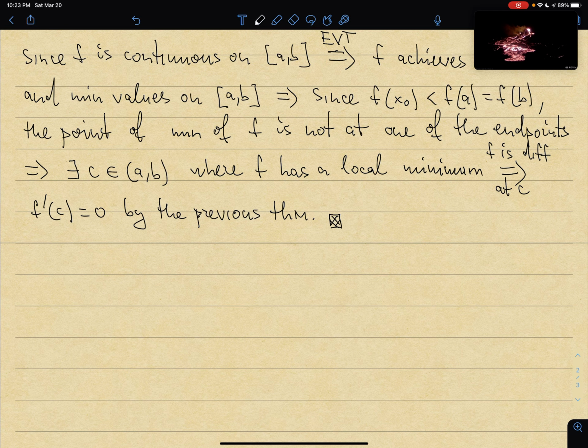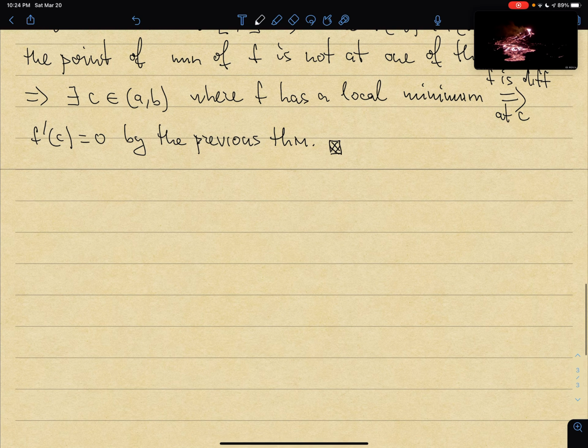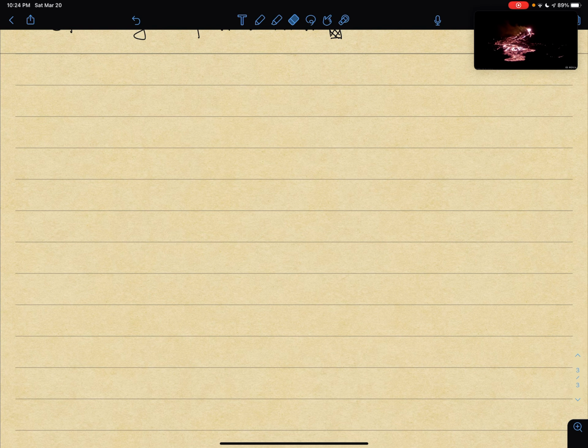Okay, so we have this. And from that, now we can deduce the mean value theorem itself. And let me state it before we prove it. And actually, before I state it, let's try to motivate it by using a picture.